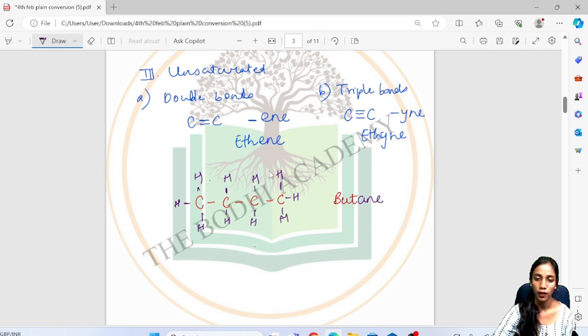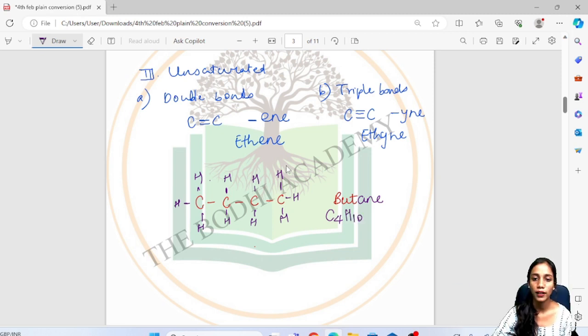Butane. Now how do we write the formula of this compound? We need to find out the number of carbons here. The number of carbons is 1, 2, 3, 4, so we write C4. Then what is the number of hydrogens? 1, 2, 3, 4, 5, 6, 7, 8, 9, 10. So the formula for butane is C4H10.